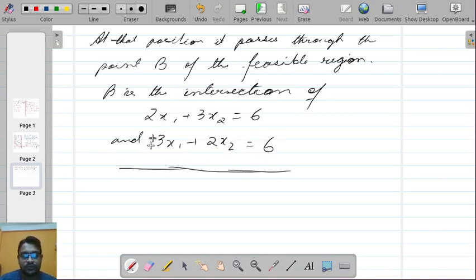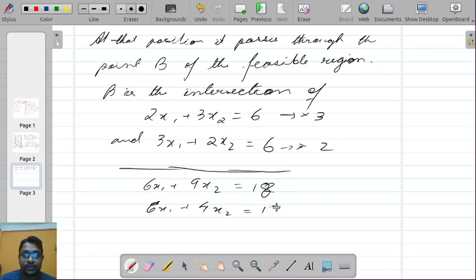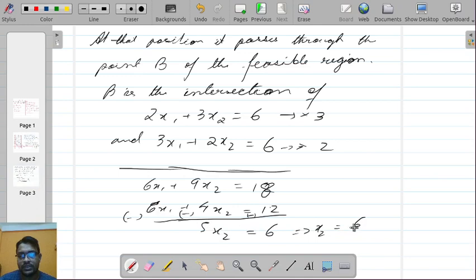It's very easy to find out. Just solve it, multiply this one with 3, multiply this one with 2. Then this will be 6x1 plus 9x2 is equal to 18, and this will be 6x1 plus 4x2 equal to 12. If you just subtract these two equations, just simultaneous equations, it's 5x2 is equal to 6, so x2 is equal to 6 by 5.